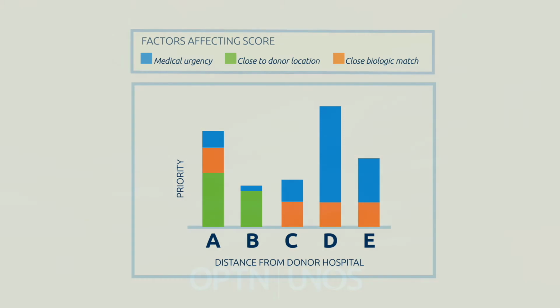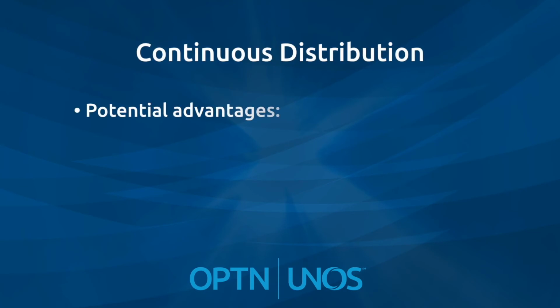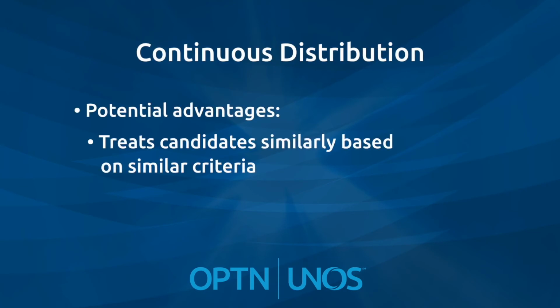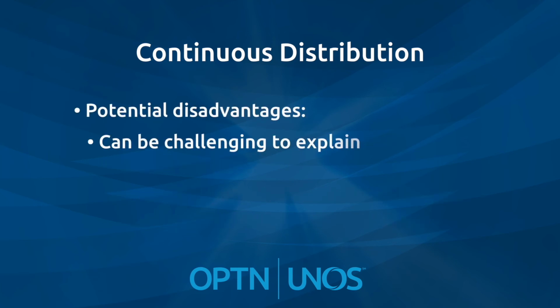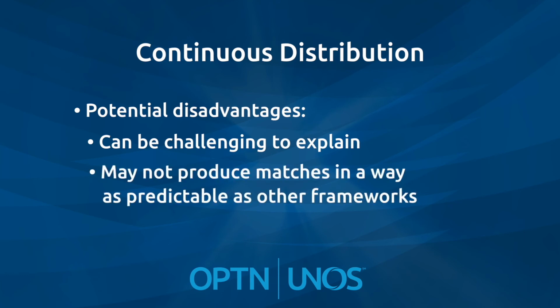Potential advantages to this approach include the fact that without a specific boundary, two patients who are similar to each other in suitability and proximity would be treated much the same way. Also, the model used to calculate priority would consider specific clinical characteristics about the organ and the candidate. This would make it more likely that organ offers would be matched more efficiently with candidates, and that candidates in highest medical need may receive priority, regardless of proximity to the donor hospital. Potential disadvantages are that the formula may not be as easy to explain and understand. It also may not produce matches in a way as predictable to clinicians as other frameworks may be.